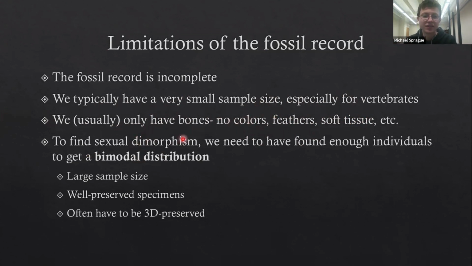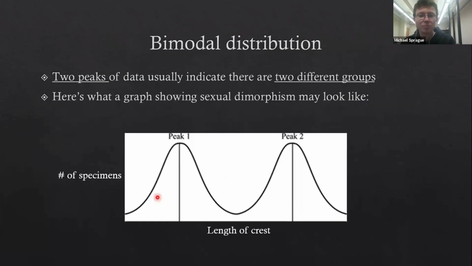So to find sexual dimorphism in the fossil record, we need to have enough individuals to get what we call bimodal distribution. Bi means two, and mode refers to these peaks. So if you plot your data, this is just a hypothetical graph I threw up that doesn't actually represent any real occurrence. But on the y-axis, we have the number of specimens.